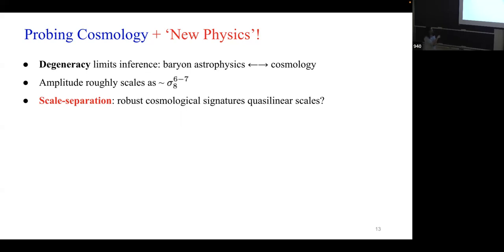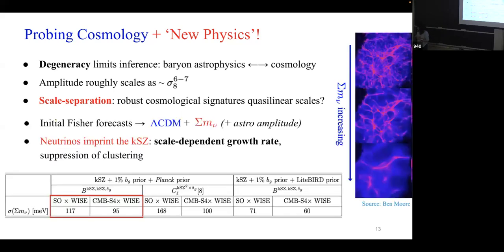The rough amplitude of the signal scales as sigma to the power 6 or so. And because of the scale separation that I was mentioning earlier, we expect that cosmological signatures which dominate at quasi-linear scales could be more robustly constrained using this new bispectrum. So one example would be constraining the sum of neutrino masses.